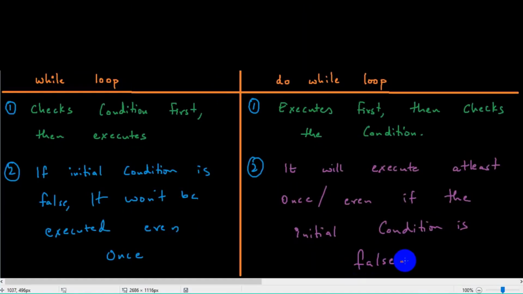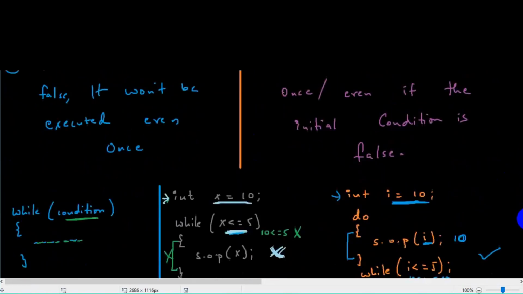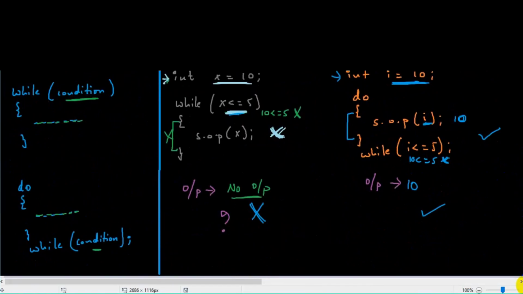Clear everyone here, guys? Okay, while loop, it checks and then executes. Do while loop, it executes and then checks. While loop, if the initial condition is false, it won't get executed at all, not even once. But do while loop, it will execute at least once. So this is all about the working of while and do while loop. Now we have the clarity.